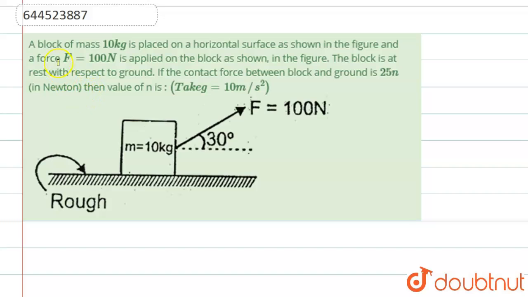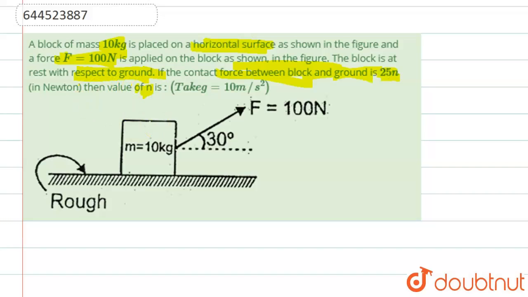Well, hello students. Now we're going to see this question. The question says that a block of mass 10 kilograms is placed on a horizontal surface, as shown in the figure. The force F is 100 newtons, applied on the block. The block is at rest with respect to the ground. The contact force between the block and the ground is 25N newton, basically 25 N. Find the value of N. So we need to find the value of N.